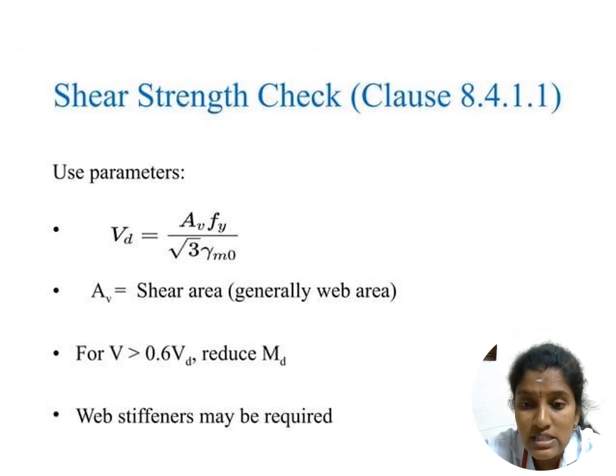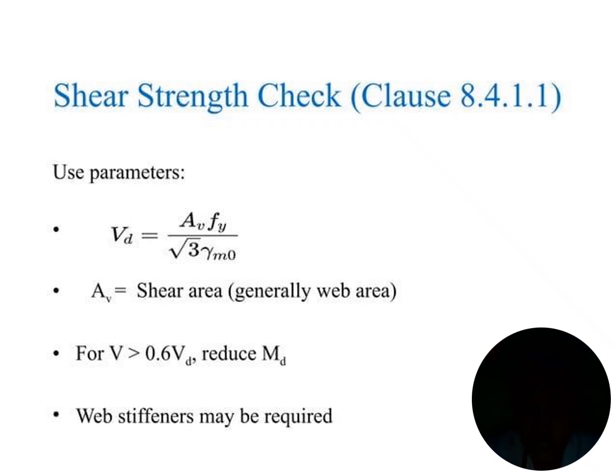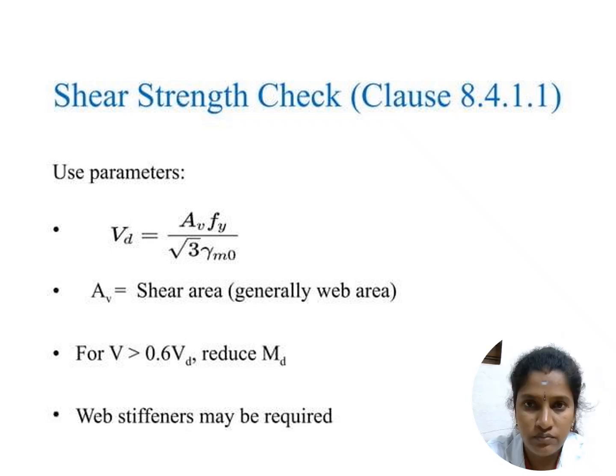Then there is the shear strength check. What is the shear strength check here? These are all the parameters. V is equal to VD, which is equal to AV times Fy divided by root 3 times gamma m0. Here AV is the shear area, generally the web area. Why is it the web area? We are providing the web area.